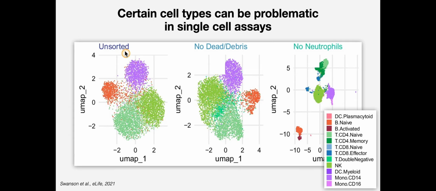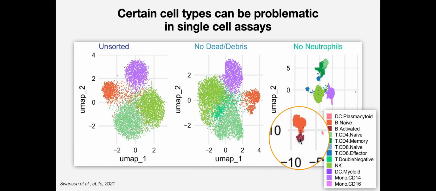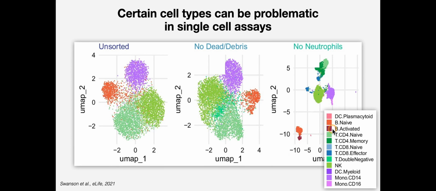So here you see unsorted cells where there's been no removal of dead or dying cells. Removing dead or dying cells may help your clustering a bit, but removing neutrophils dramatically improves clustering. The tightness of the clusters is much greater, and you even have identified aspects of the clusters like activated B cells or different monocyte populations that were simply not visible prior to removing neutrophils.